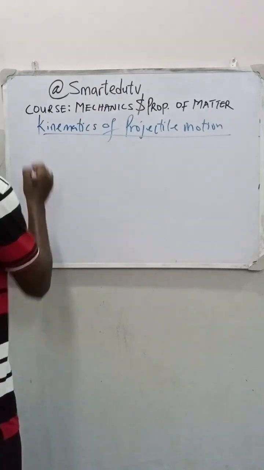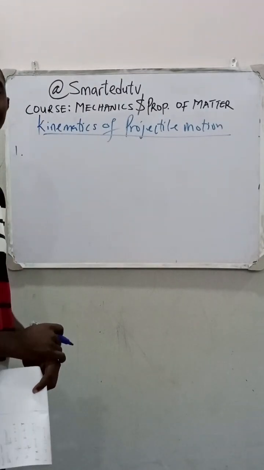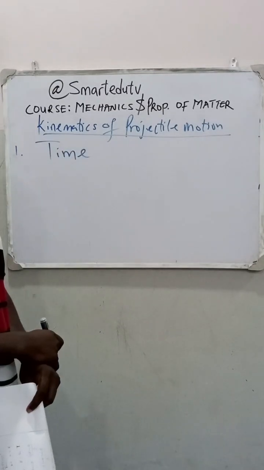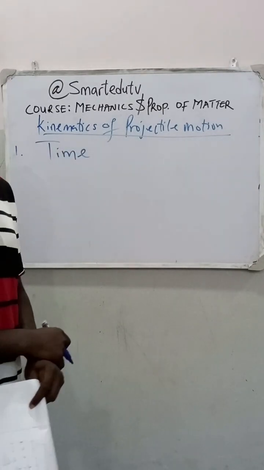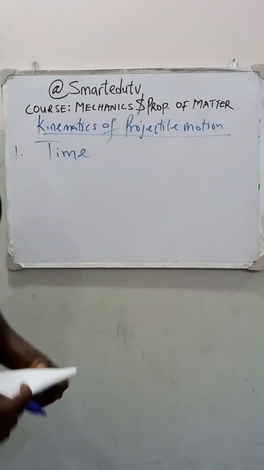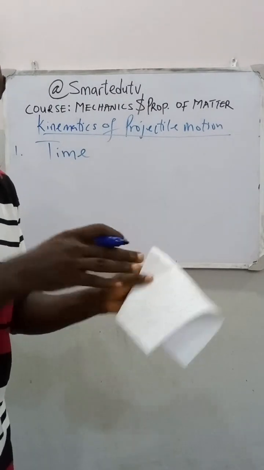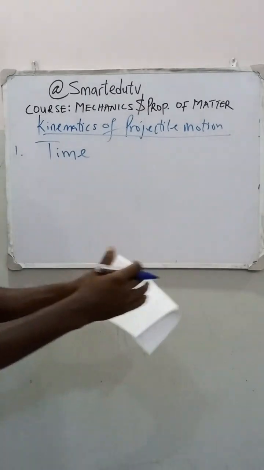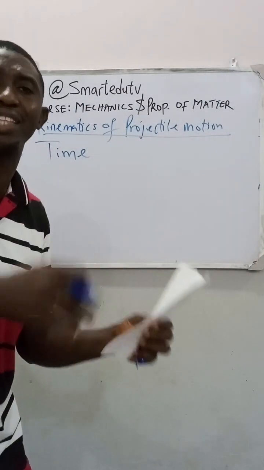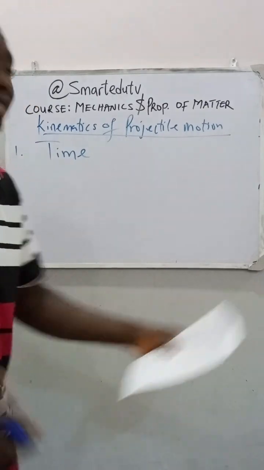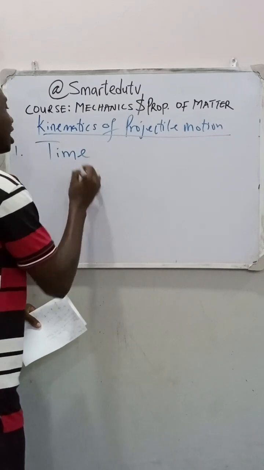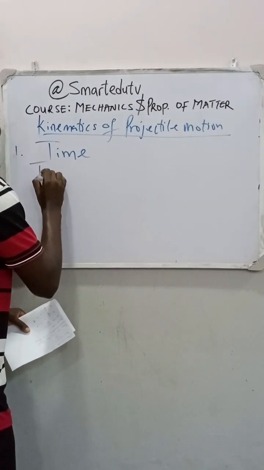Okay. So the first thing we are going to look at under this is time. What happens to time during projectile motion? For us to understand this, we are going to look at time in two different cases. The first case is the time it takes that object to reach the maximum height. That is, time taken to reach the maximum height, denoted as T max.